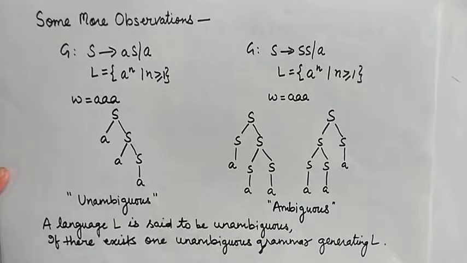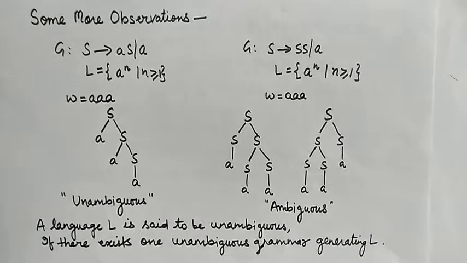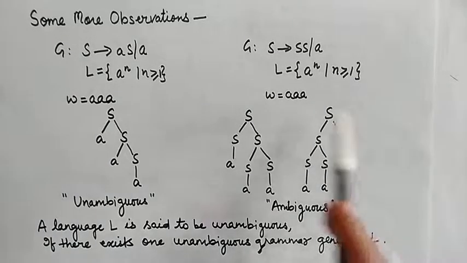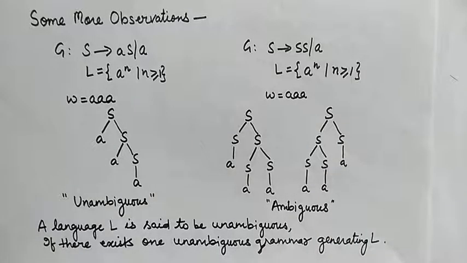So what we can say about a language? A language L is said to be unambiguous if there exists one unambiguous grammar which can generate that language. That means out of those grammars, if any of the grammar is unambiguous, then the language will be unambiguous. And if all the grammars generating L are ambiguous, then only the language will be ambiguous, or rather it is called an inherently ambiguous language.